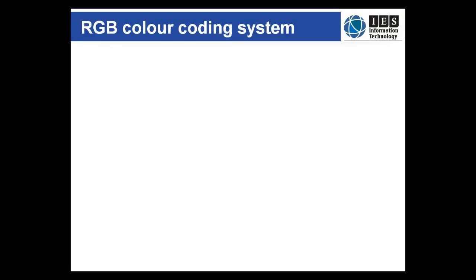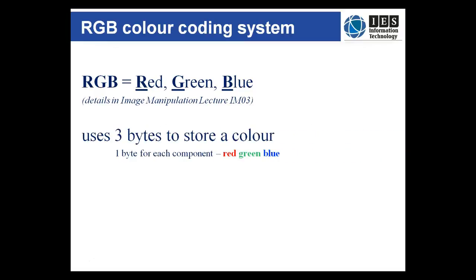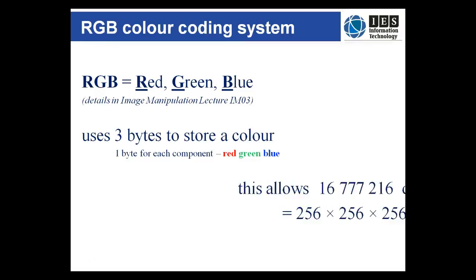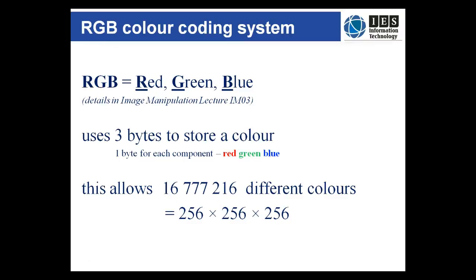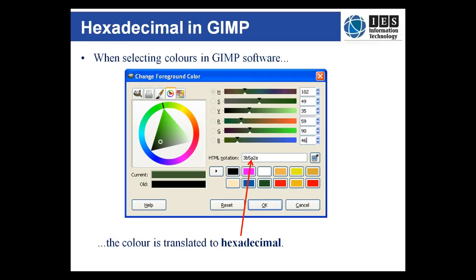The RGB red, green, blue colouring system uses 6 hexadecimal digits, and it's discussed more fully in the image manipulation topic. Essentially it uses 3 bytes, one for each colour, written as 2 hexadecimal digits to give in excess of 16 million different colours. We will use it in the web coding topic when we set background, border and text colours, and in the image manipulation topic where we use the GIMP.